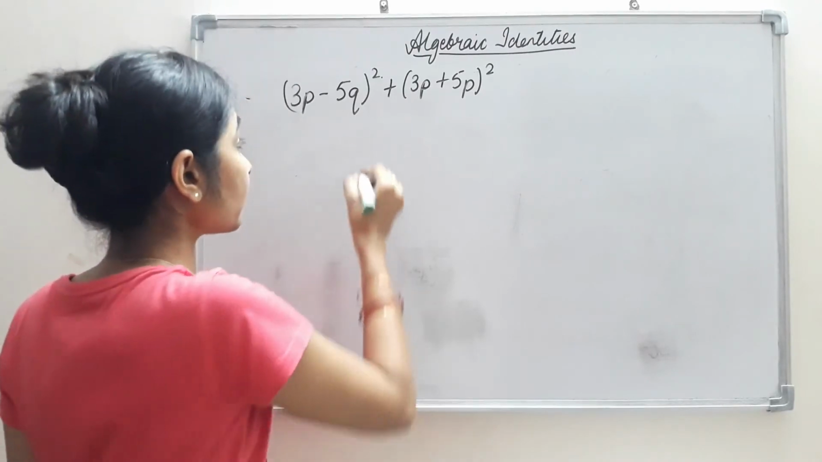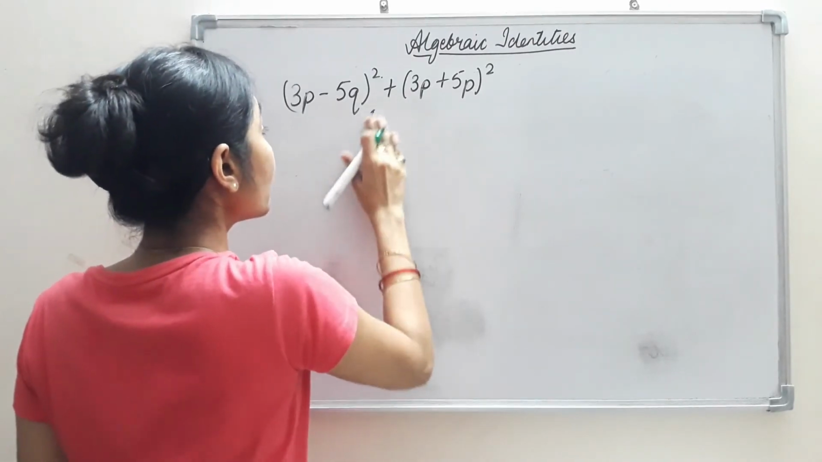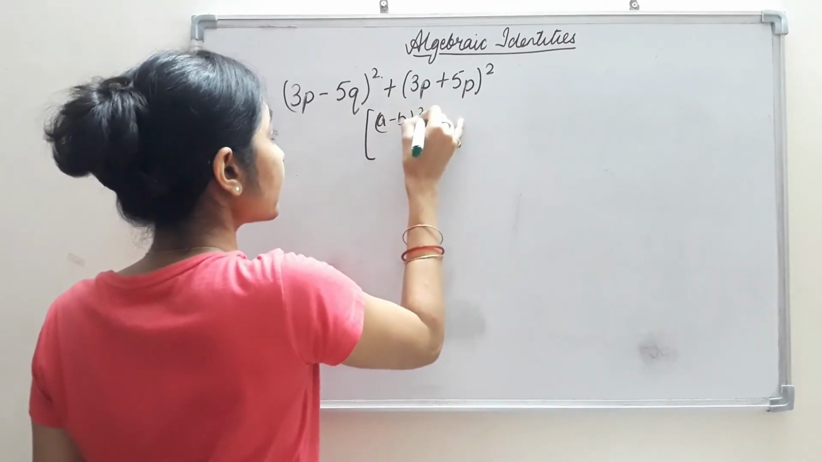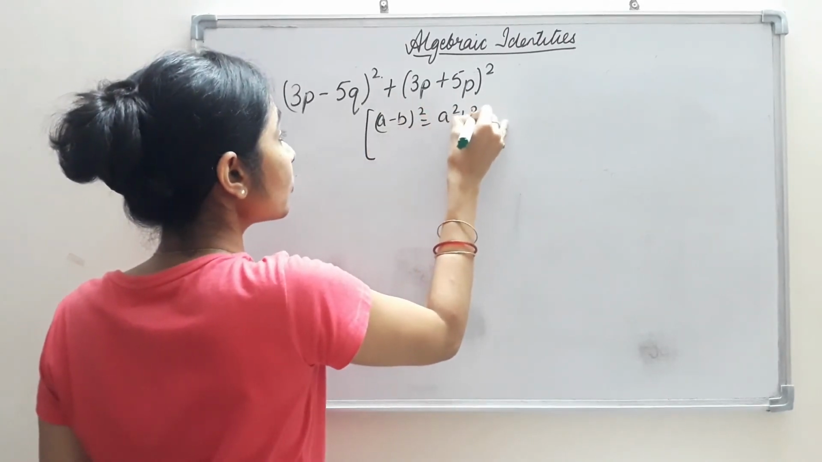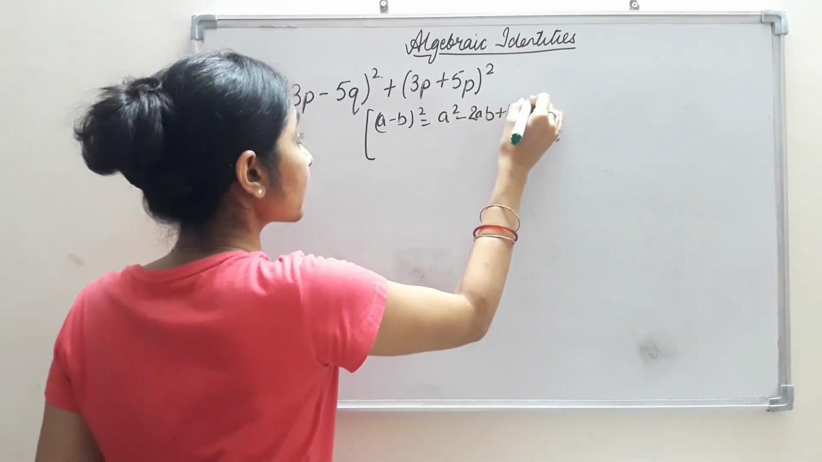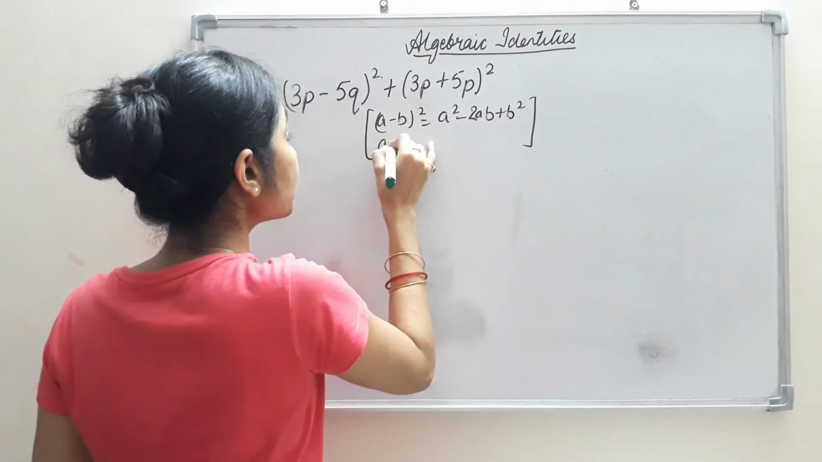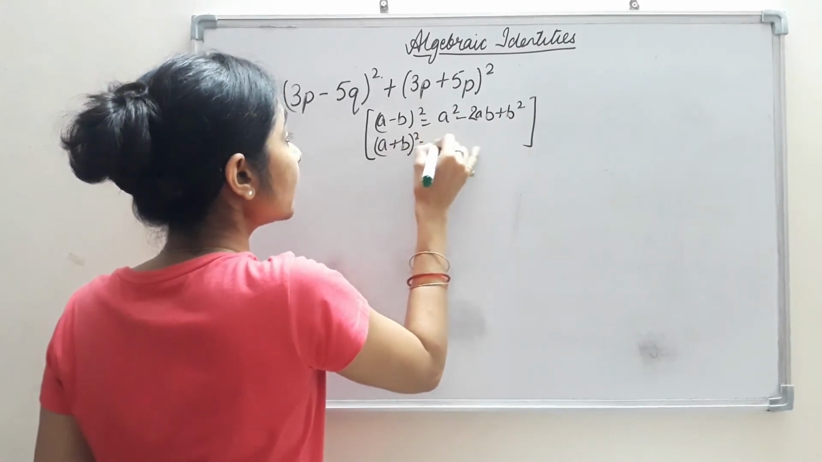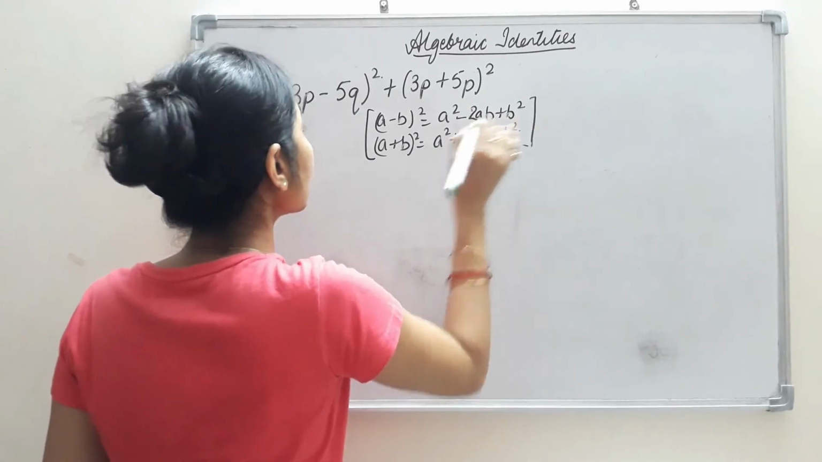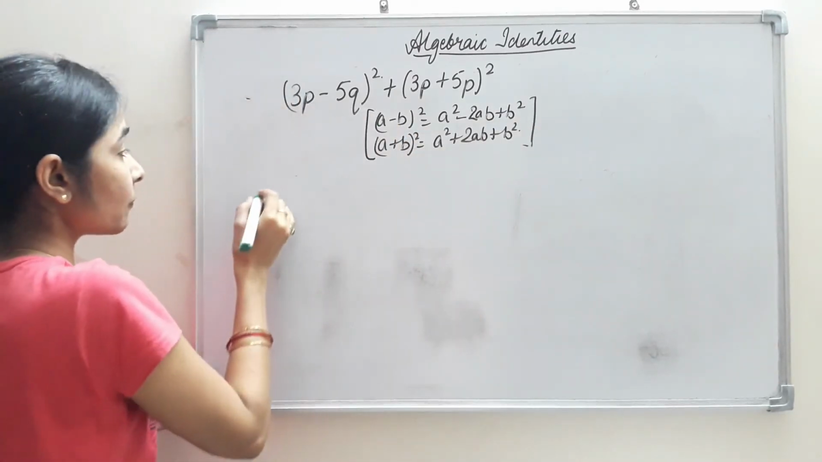Now how will we do that? First we'll write the identity. Both the identities we are supposed to write here. (a minus b) whole square is equal to a square minus 2ab plus b square. Okay, and (a plus b) whole square is equal to a square plus 2ab plus b square. So using the first identity first, what do we get?